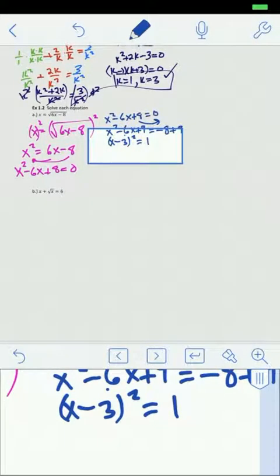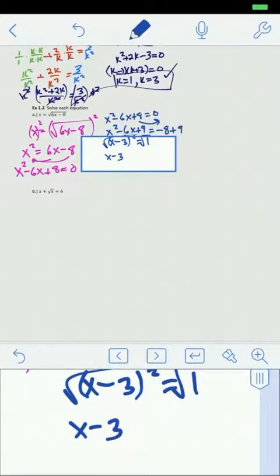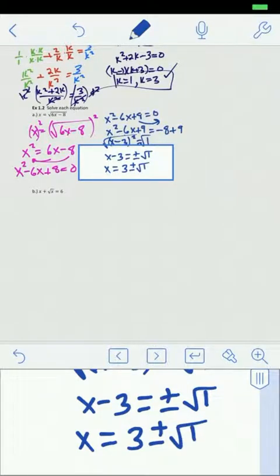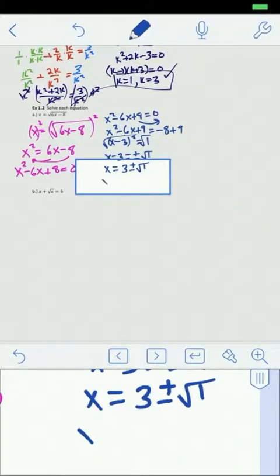Sweet. Now I take the square root of both sides. I get x minus 3 is equal to plus or minus the square root of 1. And again, I'm not simplifying until I hit the end, right? Then I move the 3 over, I get x is equal to 3 plus or minus the square root of 1. Square root of 1 is equal to 1, so I get 3 plus or minus 1.